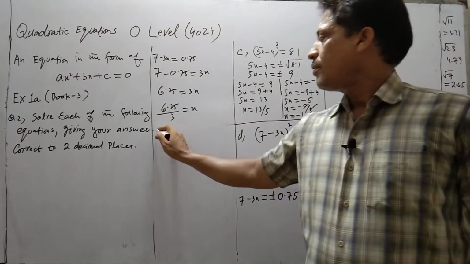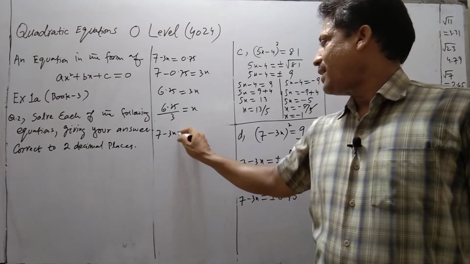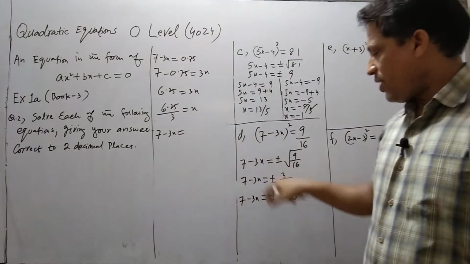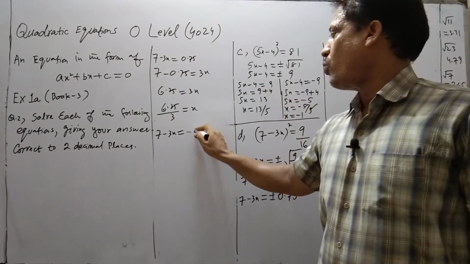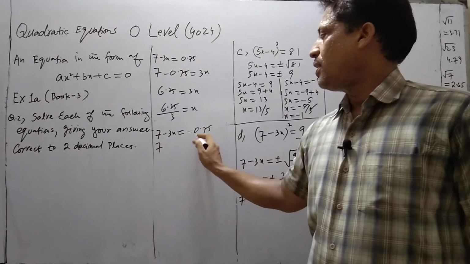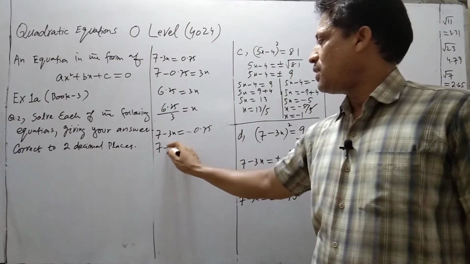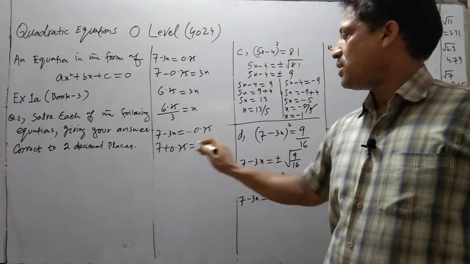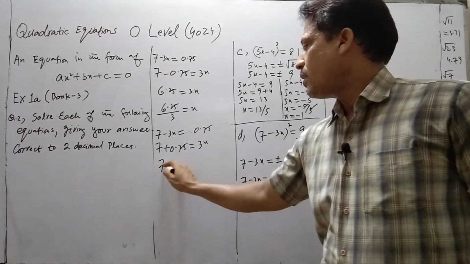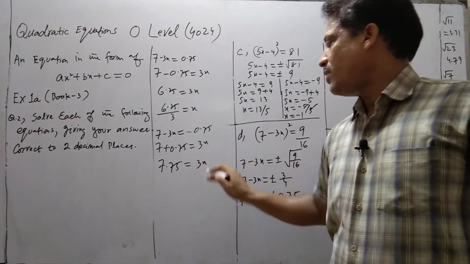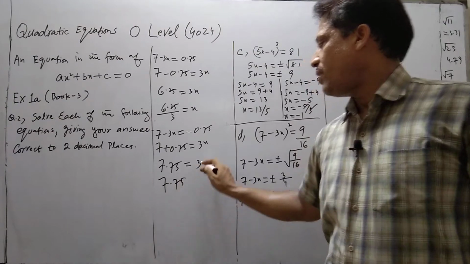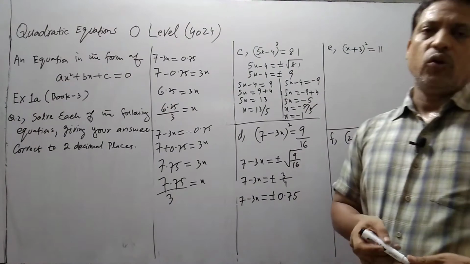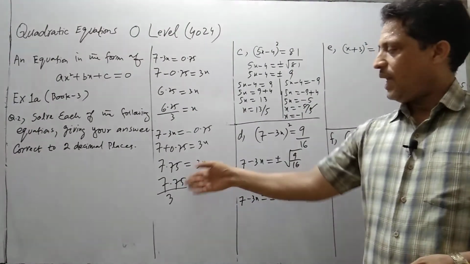Second is 7 minus 3x is equal to, you took 1 with plus 0.75, now we have to take 1 with minus 0.75. So 7, move this minus 0.75 to this side, 0.75. Move this minus 3x to this side, 3x. 7 plus 0.75 is 7.75 is equal to 3x. So 7.75, this 3 is multiplied over here, this should be divided. I hope you can do this with the help of a calculator.